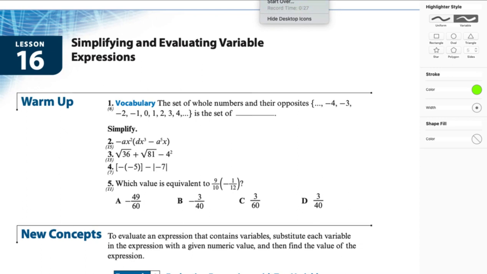Hey, Algebra 1, Saxon Math. We're looking at lesson 16, and we're going to be talking about simplifying and evaluating variable expressions.